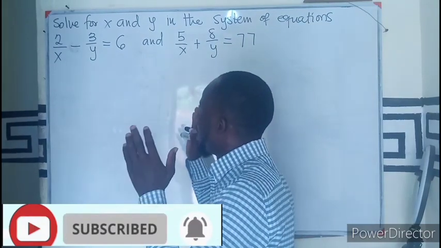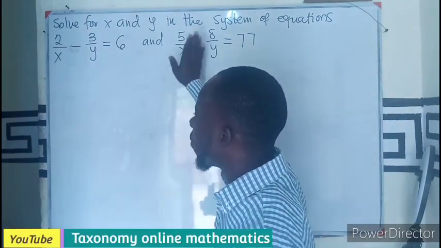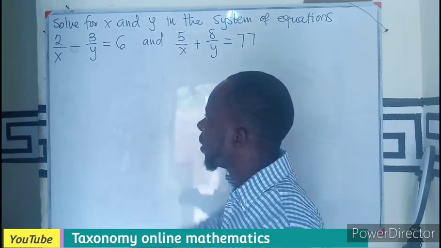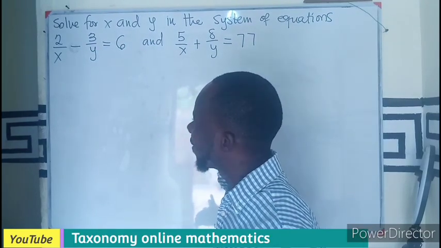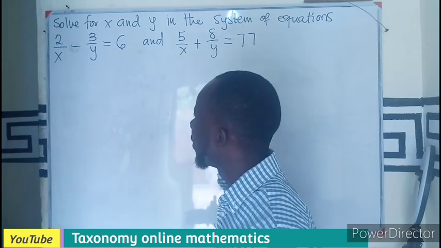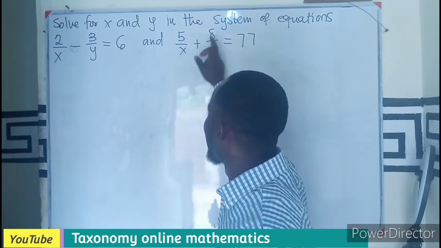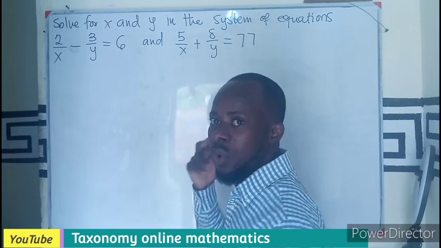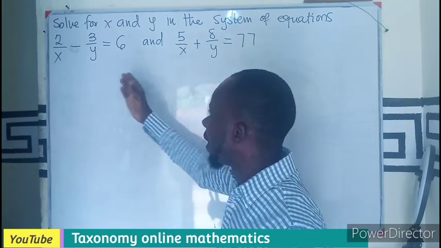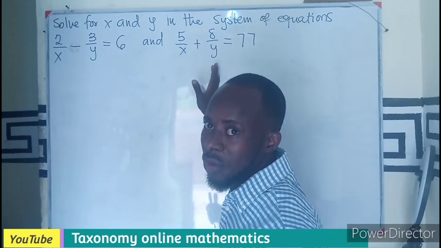So we have a question to find the value of x and y. The first equation is 2 divided by x minus 3 divided by y is equal to 6, and 5 divided by x plus 8 divided by y is also equal to 77. So these are the two equations we want to solve.